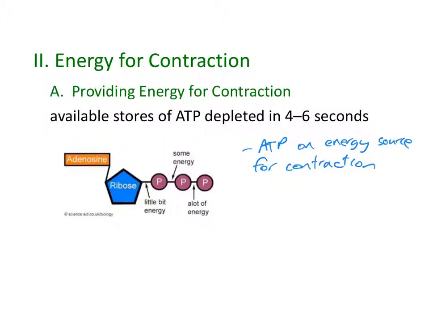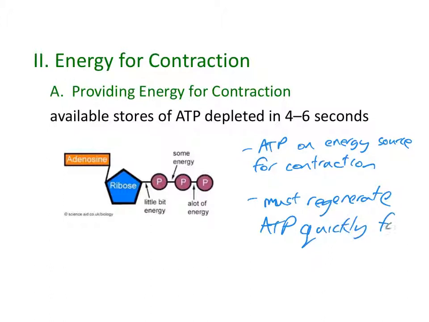So you can't use glucose directly. Because of this, to be able to contract beyond about 4 to 6 seconds, we must have a mechanism to regenerate ATP quickly for longer contractions.